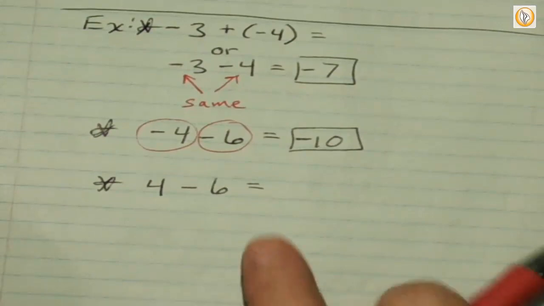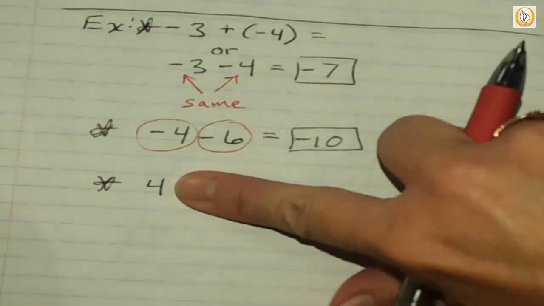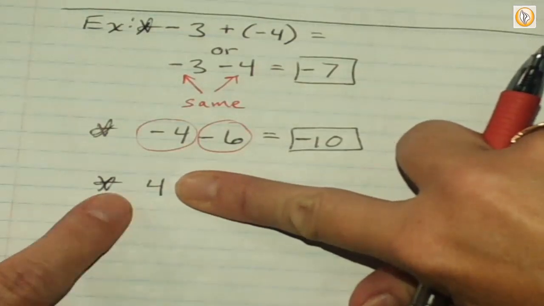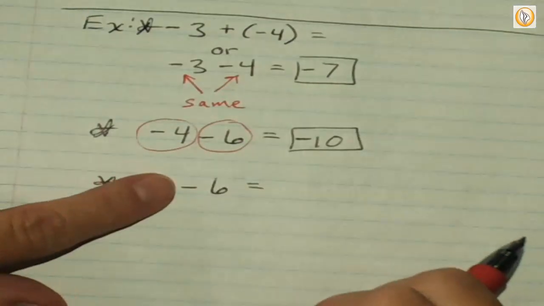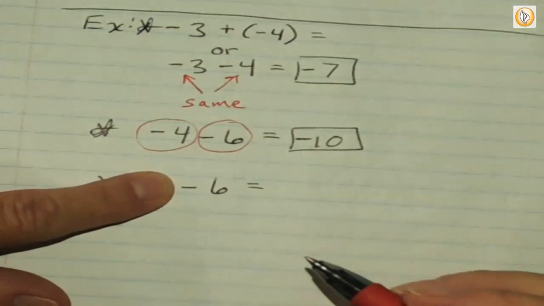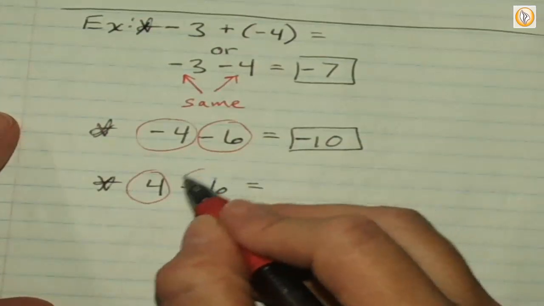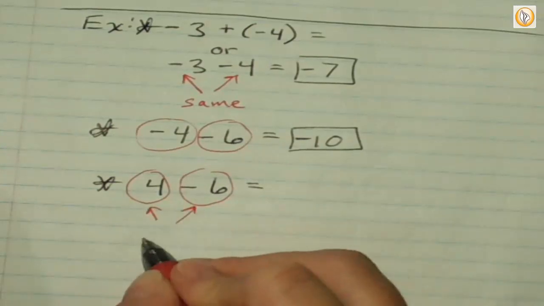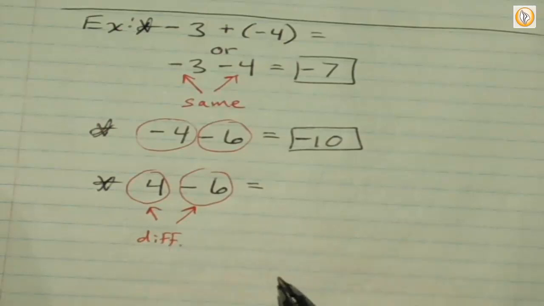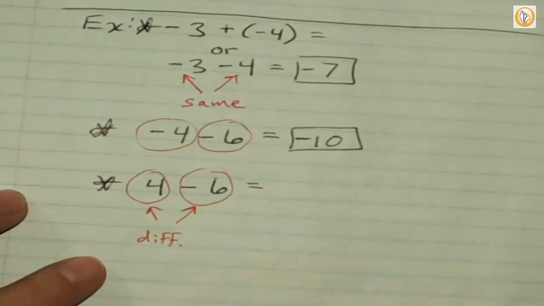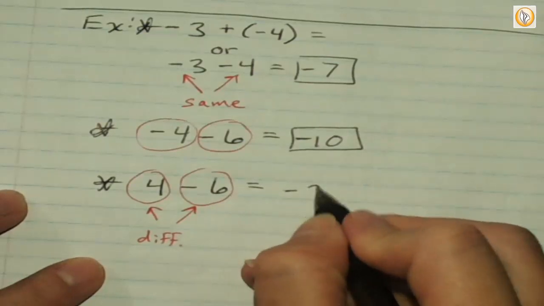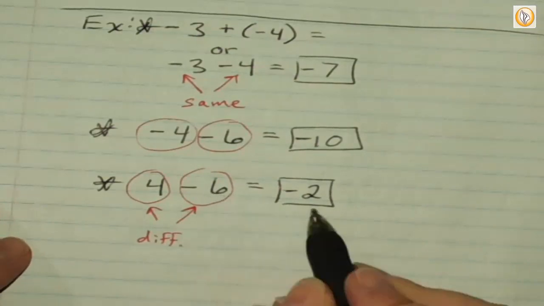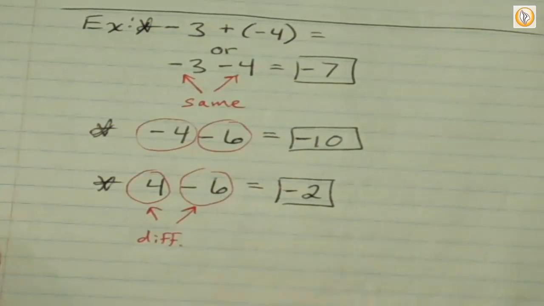Okay. Madeline, what sign is the 4? Positive. Do y'all see there's no plus sign there or a negative? So we assume it's always positive if there's no sign there. What sign is that 6, Joseph? Negative. So we have a positive 4 and a negative 6. The signs are different. So what do we do when they're different, Madeline? You subtract and take the sign of the larger. So this would be negative 2, because 6 minus 4 is 2. Largest digit is 6, and it's negative. So it's negative 2.